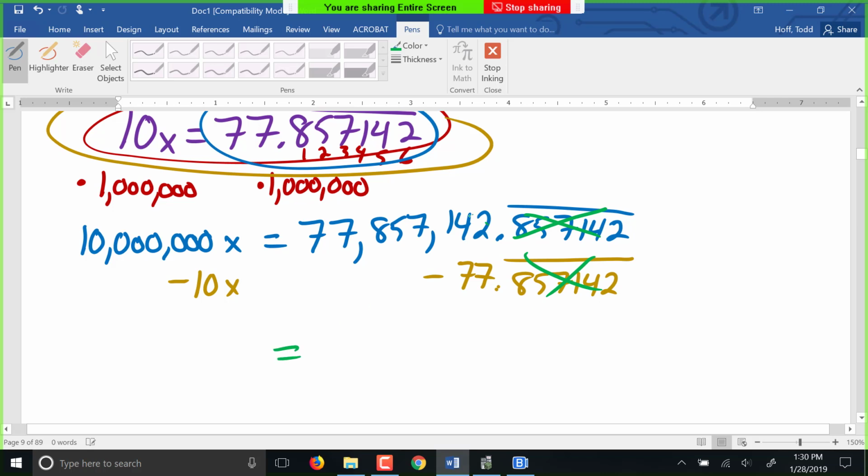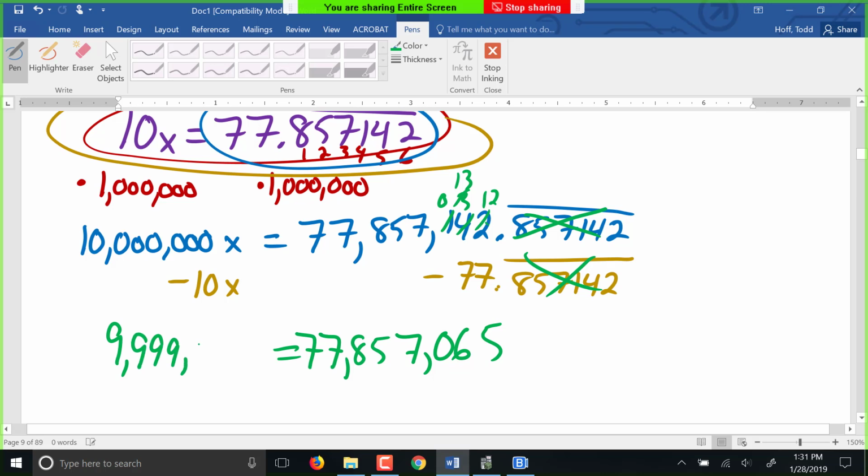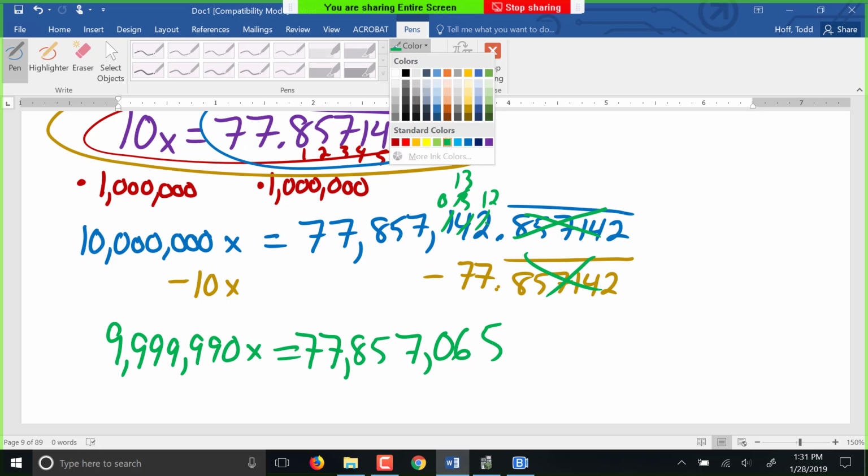Here we got 2 minus 7, so it's going to be 3. 12 minus 7 is 5. 3 minus 7, so this is 0. 13 minus 7 is 6. 0, comma, 7, 5, 8, 77. Over here, 10 million x minus 10x is 9,999,990 x. And then we divide.